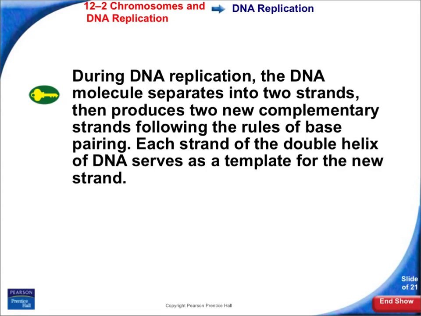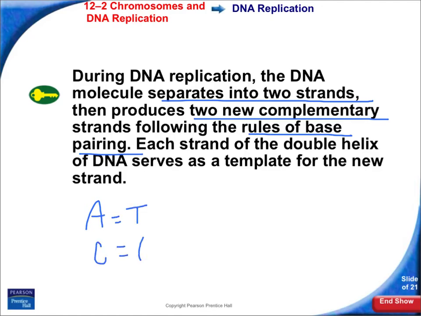So here's our key concept. During DNA replication, the DNA molecule is going to separate into two strands, and then it's going to produce two new complementary strands. These strands are going to follow the rules of base pairing. Remember, A pairs with T, C pairs with G when they make the new strand, and eventually each strand of the double helix will serve as a template for the new strand.